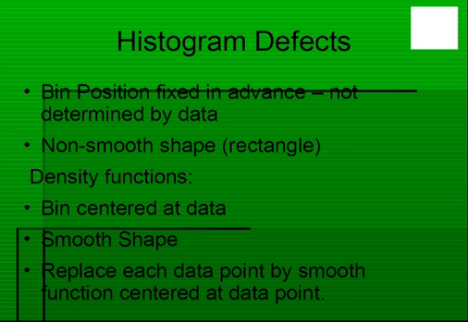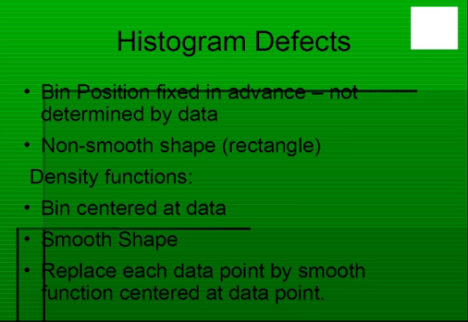There are 2 major defects in histograms which are handled by density functions. One of the defects is that the bin size and position is fixed in advance. It is not determined by the data. So I decide that we will make a category from 0 to 50 and one from 50 to 100.